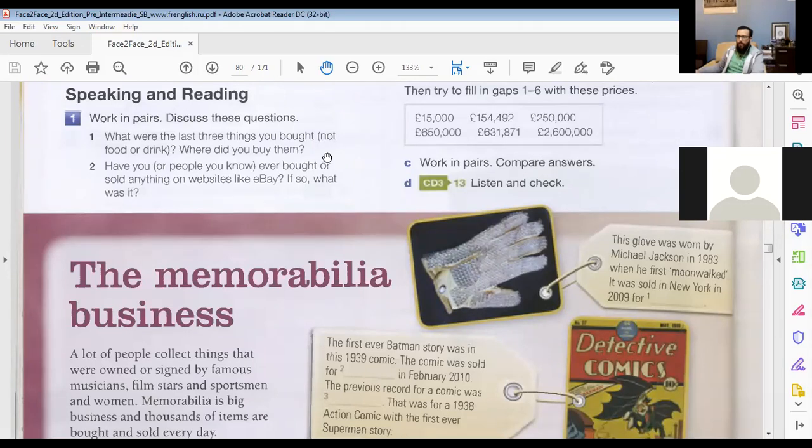So Selma, can you tell us the last 3 things you bought? But don't talk about food or drinks or chocolate, anything that you can eat or drink. Don't include it. Just talk about other things that you bought. What are the last 3 things you bought, Selma?